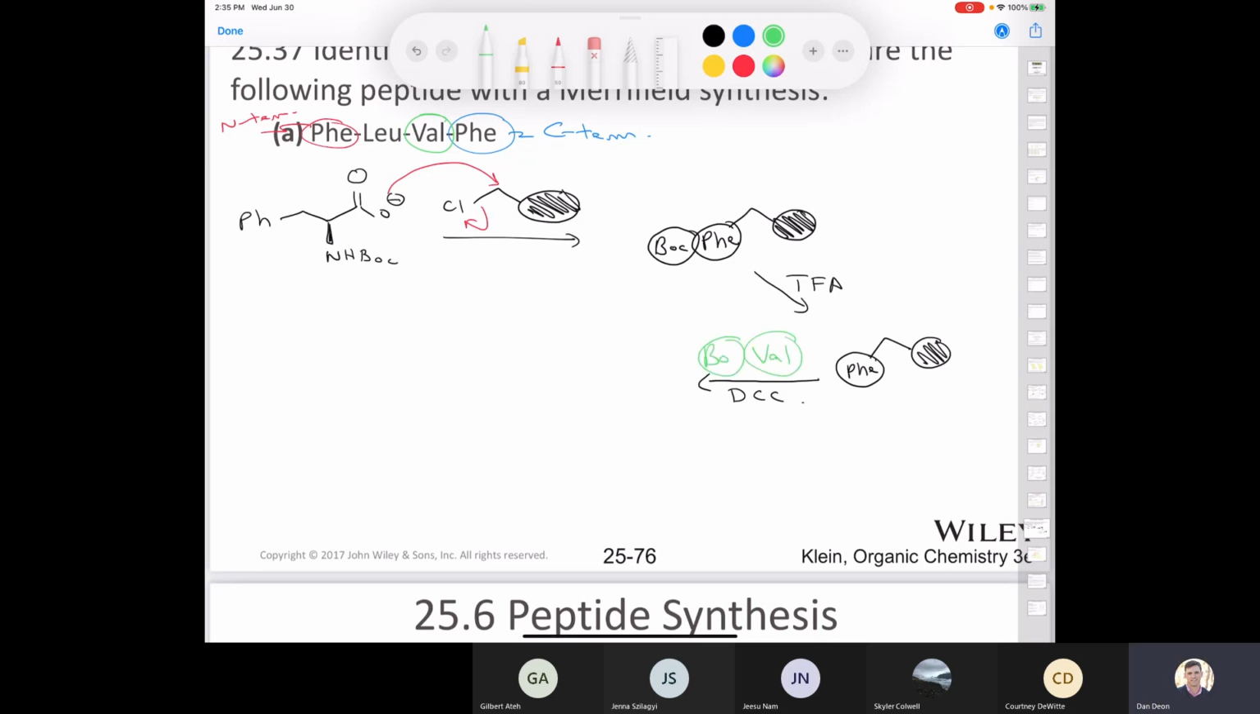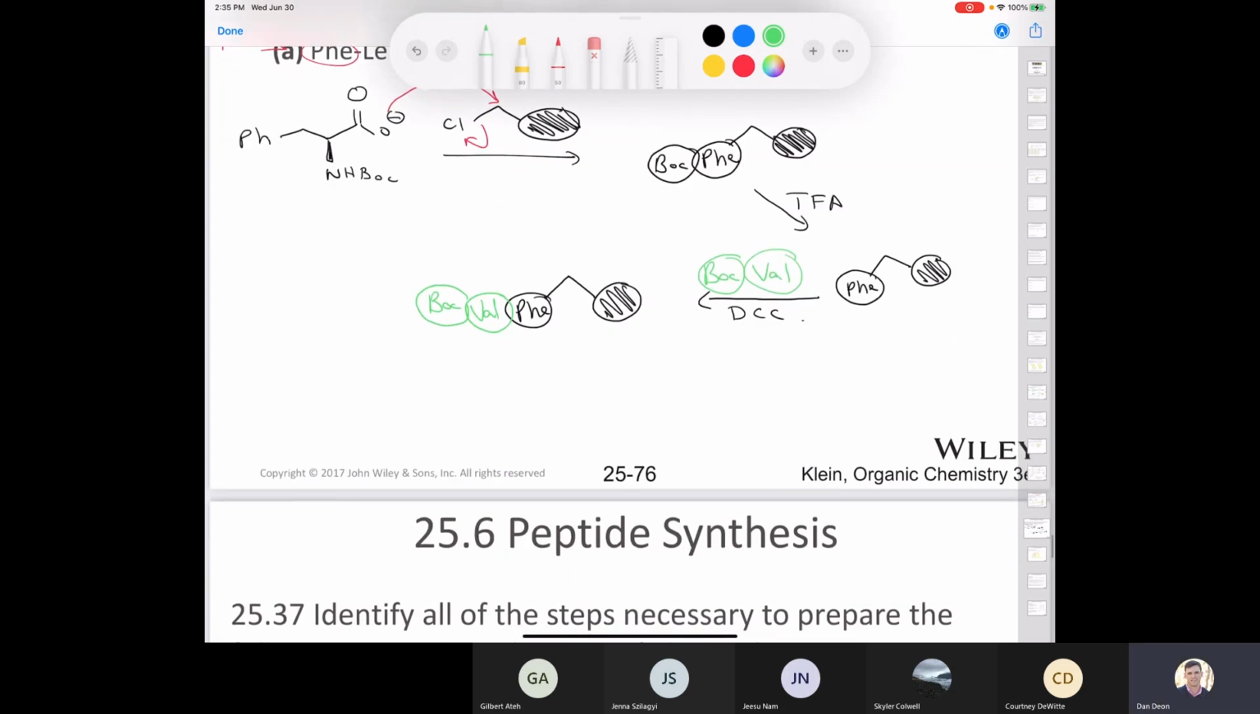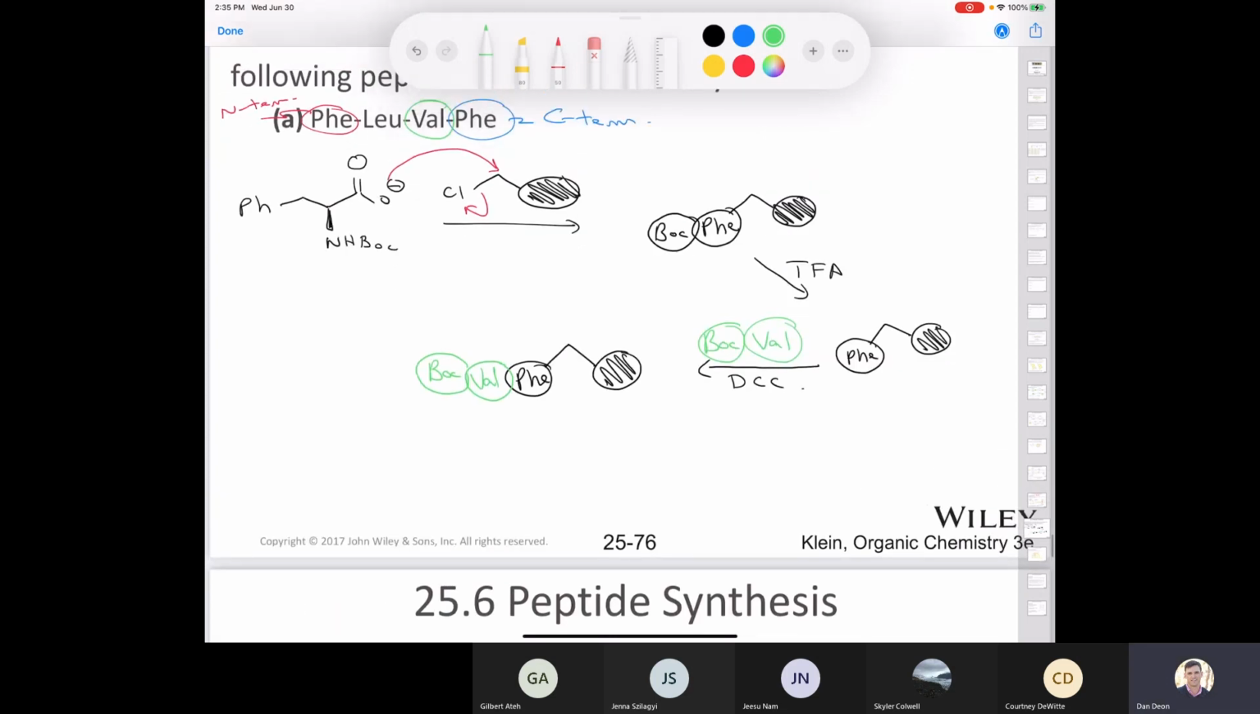That's got a Boc group attached to it, right? So then what are we going to have? We're going to have the polymer, methylene, we've got the phenyl, and then we're going to have a valine attached to it, and then it still has the Boc group on it, of course. And then we're going to remove that Boc group using TFA. So we'll treat this with TFA. Then we end up with the polymer, and then we have phenylalanine, and then we have our valine.